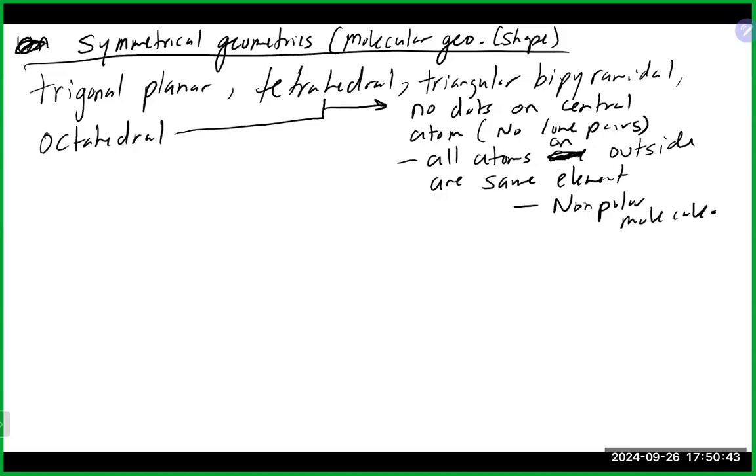Now, there is an exception. For example, if we looked at, say, this one here, if I can make that an F, there we go. We'll do this one here. So when we look at this one here, does it have polar bonds?